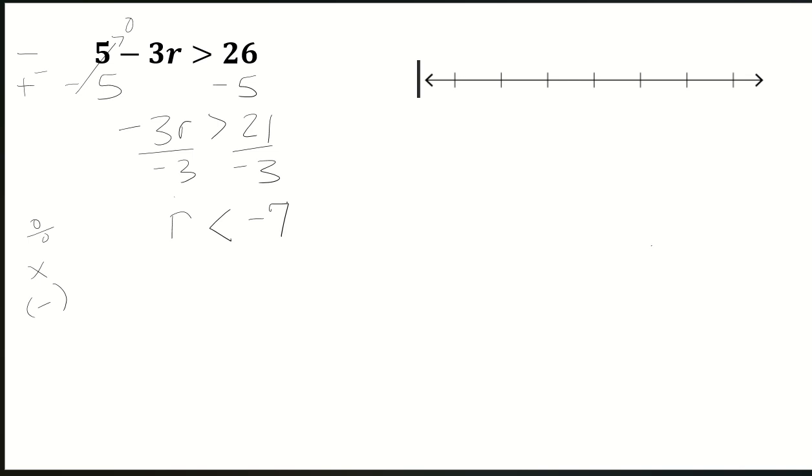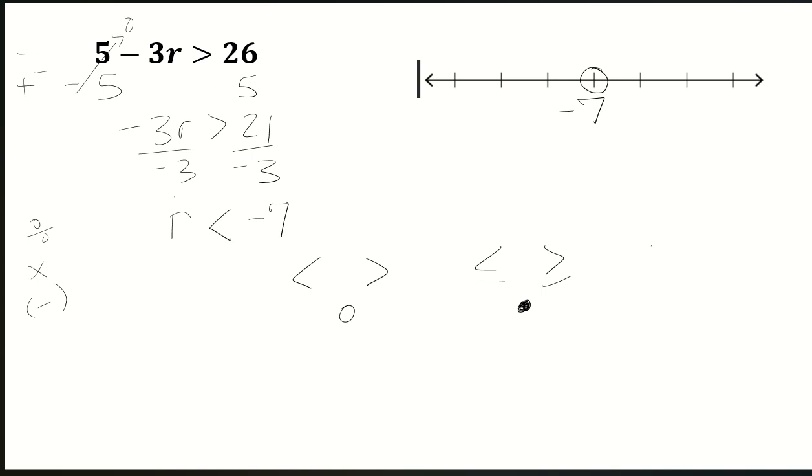I can go to my handy dandy number line, boom. Now, hold up. What about this open or closed circle? If I have less than or greater than, it's an open circle. If I have less than or equal to, greater than or equal to, that is a closed circle. So as you can see here, this is an open circle. So I'm going to put negative 7 here. It doesn't matter where I put it. I'm going to have an open circle, and then it says R is less than negative 7.